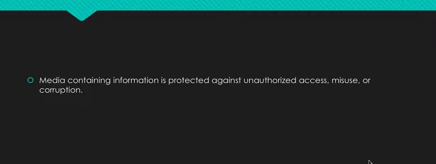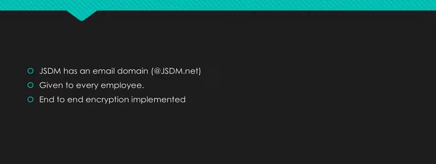Physical media in transit. JSDM takes the security and integrity of customer information very seriously. With that being said, JSDM ensures that any media containing information is protected against unauthorized access, misuse, or corruption. Any customer data stored in a database is protected by the IT security team. Any confidential data that is physically stored is always locked up in a safe room with extremely secure implementation, such as multiple locks.